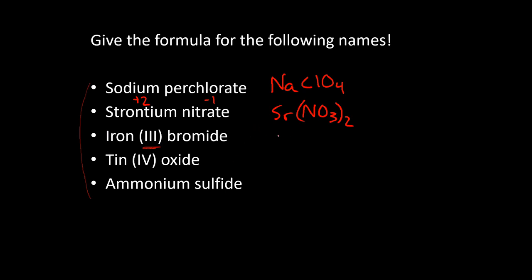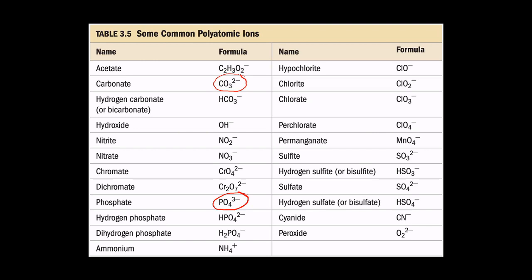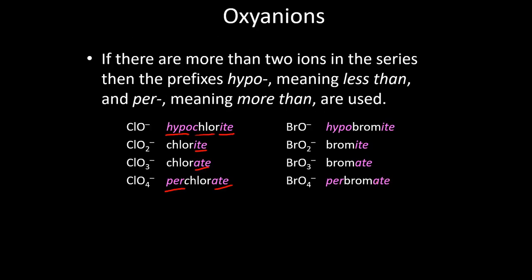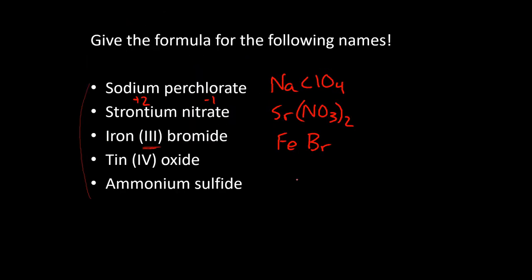Iron 3 bromide. We have iron. We have bromide. And this is bromide, not bromate. So back here, let's see, where's bromate? Well, looks like it's not on this list, but it was over here, so there's bromate. That is not the same as bromide. Remember, bromide, the IDE, indicates that it is a single kind of atom. It's just one atom, one element that's present. Bromate tells you that you have a polyatomic ion.